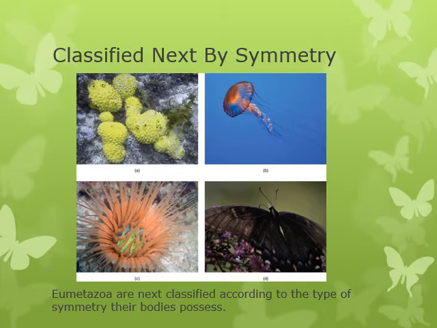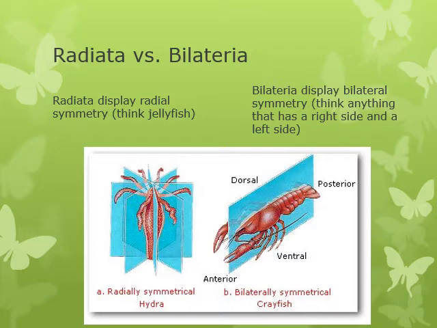Next, you can classify them by symmetry. Once you've divided them up into no tissues, parazoans, yes tissues, eumetazoans, you take those eumetazoans and say, what type of symmetry do they have? Now, they could have radial symmetry, like a hydra. You can cut it along many different planes, and the left side will look like the right side. In fact, if you cut this hydra up into 6 quadrants, each piece of it is exactly the same as the other pieces.